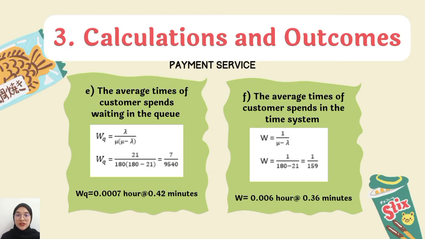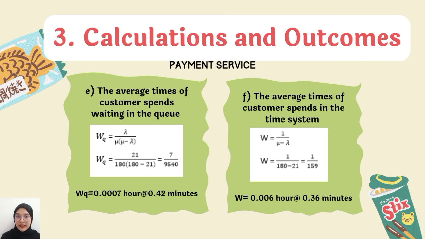Now, let's look at how much time customers spend waiting in the queue and in the service for our payment service. So E, average time a customer spends waiting in the queue. The formula for calculating the average time a customer spends waiting in the queue is WQ equals lambda over mu times the bracket mu minus lambda.